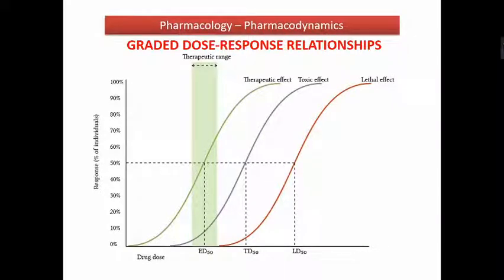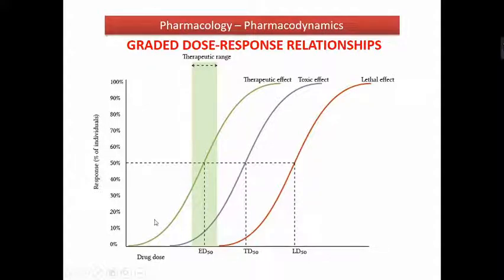Tapos, kung saturated na itong mga receptors, then you will expect that the response now will slow down and it will plateau. Just like this one, concentrate on the green.